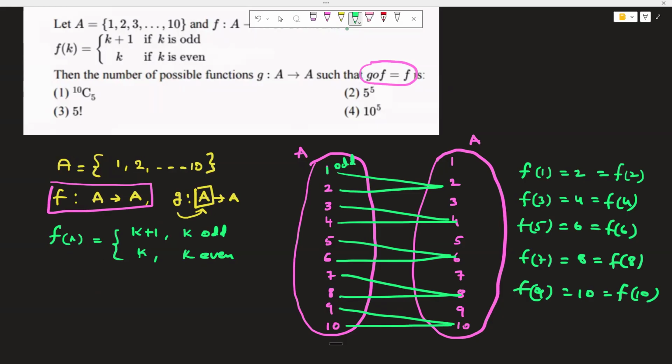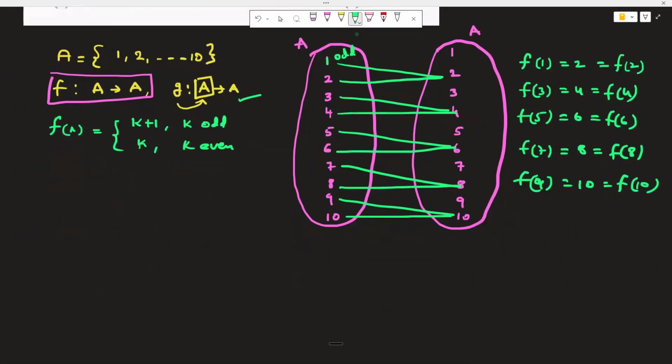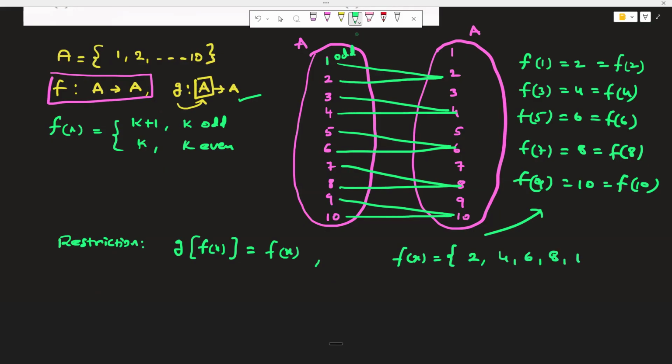Okay, this is f. Now get back to the question and take a look at the g function. g is also assigned like the restriction was given. What is the restriction? It must satisfy g(f(x)) = f(x). But we know that the values of f(x) are, if you look at the above diagram, the range values 2, 4, 6, 8, and 10.